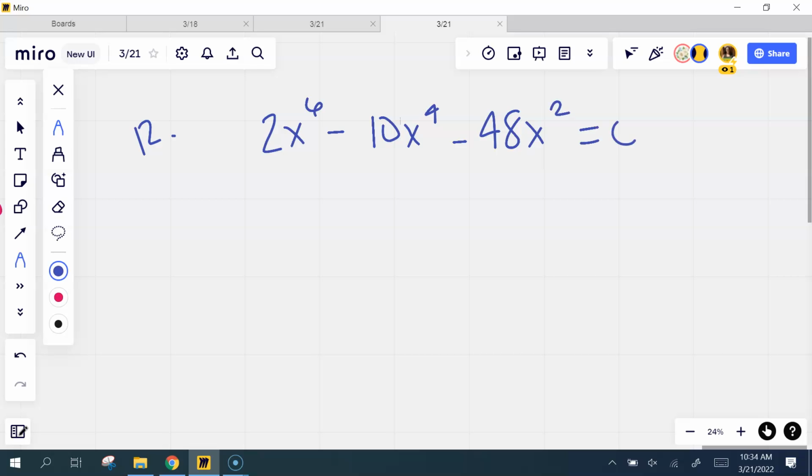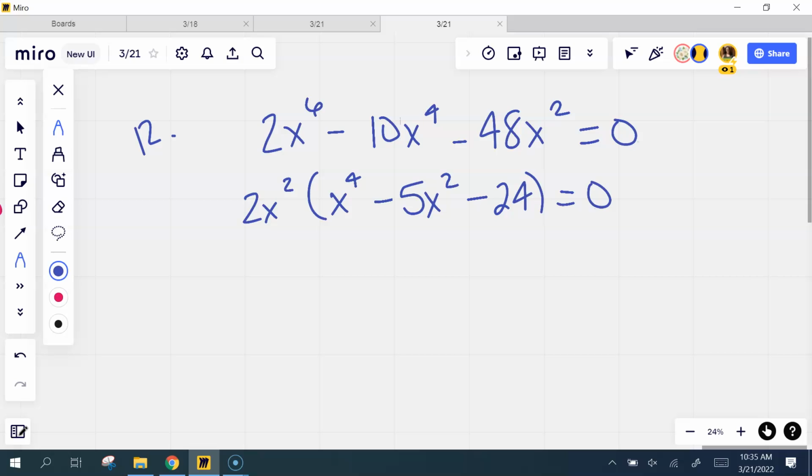It already equals 0. How could I factor, or what do you notice? I see a GCF also. I would definitely take out 2x squared. When you take out 2x squared, what's left? x to the 4th minus 5x squared minus 24. Now what? 6 answers. That's exactly right.